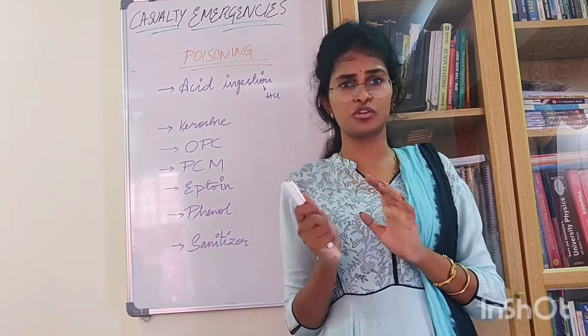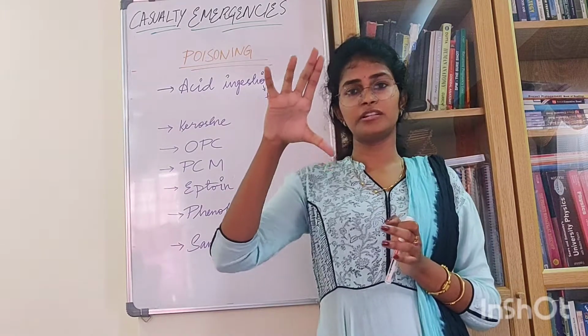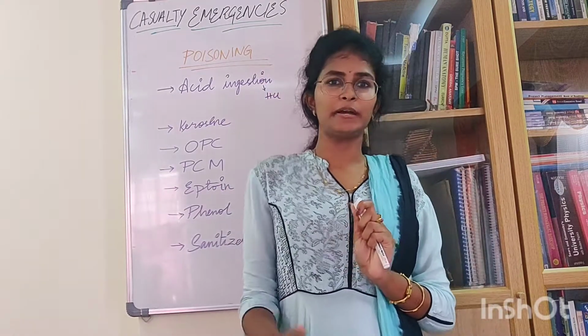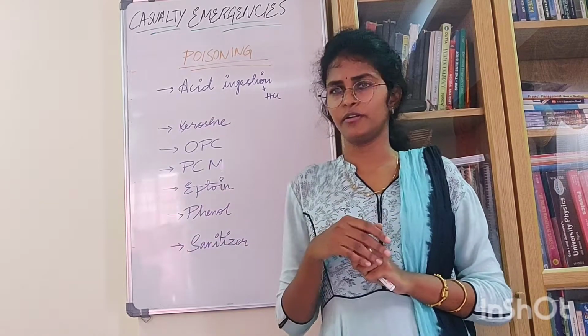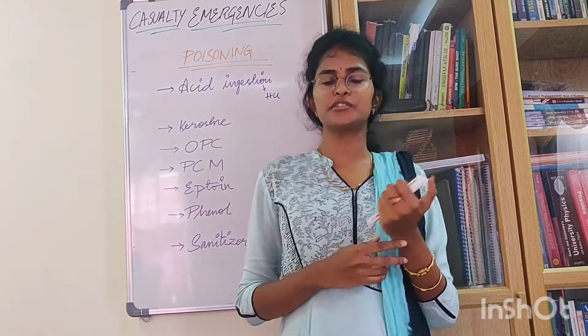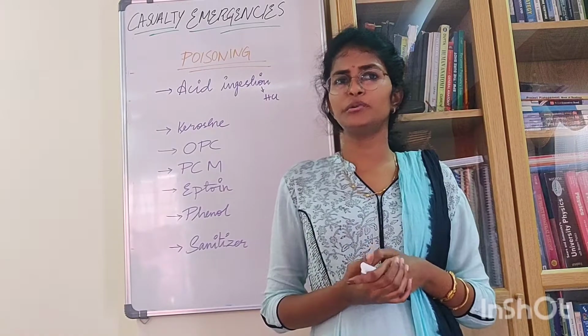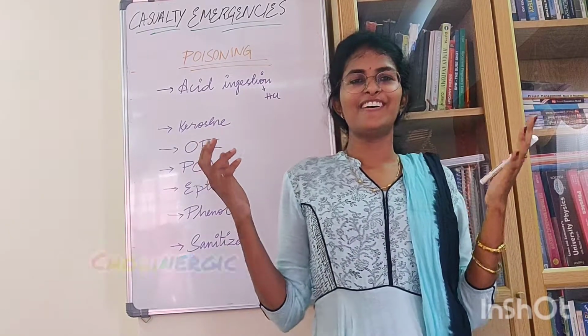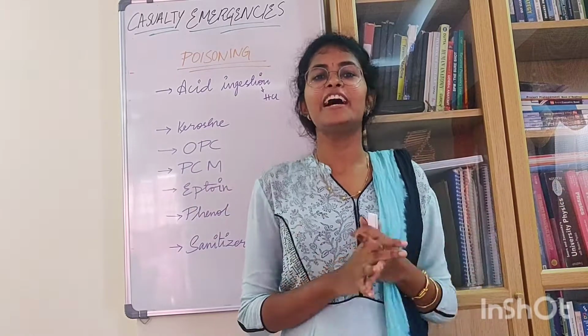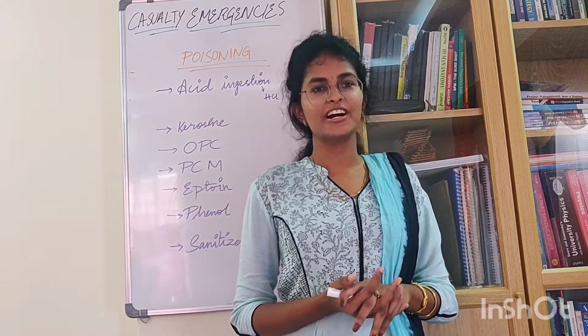And this is one of the most common things. They take the bottle and come to you saying that my brother or son has ingested all of this, and usually it is an OPC, okay? This OPC has most of the cholinergic effects. So what you do is, whenever you get an organophosphorus case, what do you have to do?